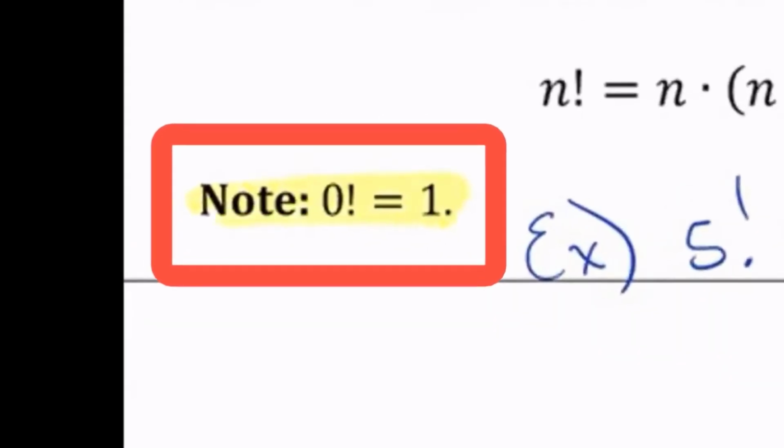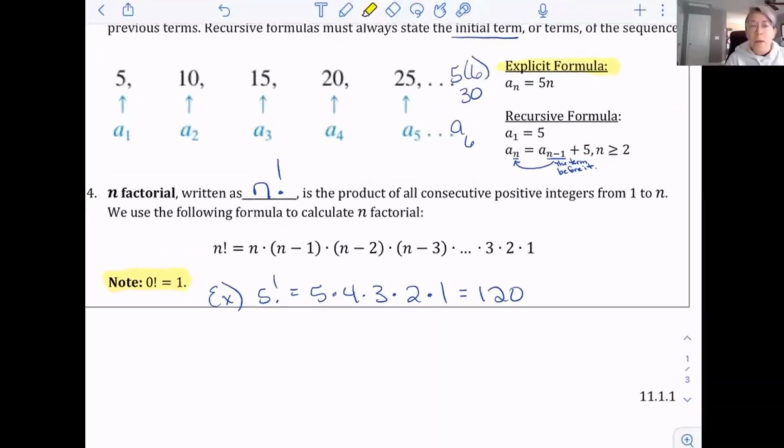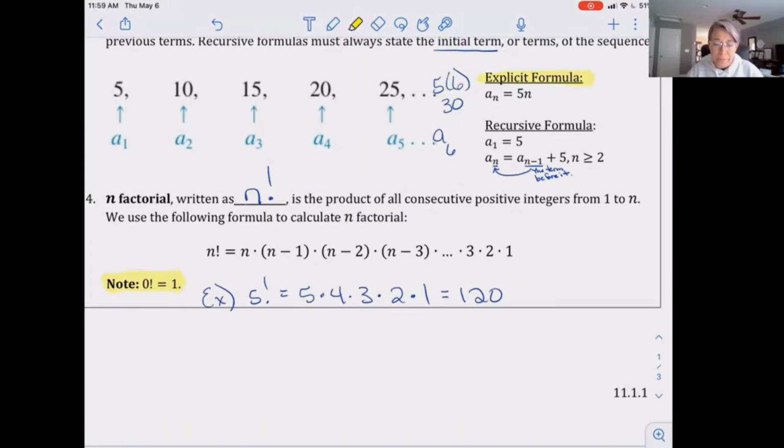Something that is important to note is 0 factorial has been defined as 1. It's used a lot in statistics and probability, which is why they've had to define 0 factorial as being 1 based on some of our formulas. But let me show you where that is in your calculator.